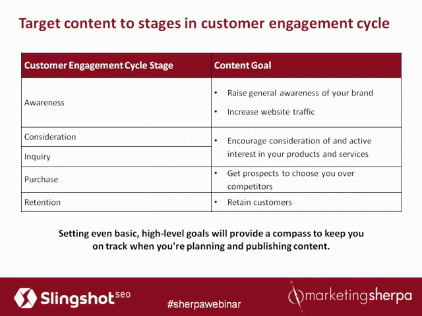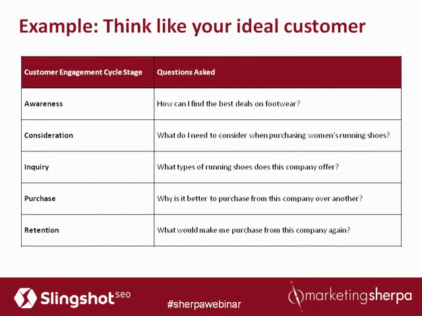Now you'll notice that a lot of these goals in this example are very high level, like increase website traffic, raise general awareness, but that's at least a starting point. And you can obviously become much more specific with your content goals. But remember that even setting basic high-level goals gives you some structure and provides some type of compass to keep you on track when you're planning and publishing your content. So you want to think of your content goals for each of those stages, but then you can go a little bit further. And this is where I think it becomes even more useful.